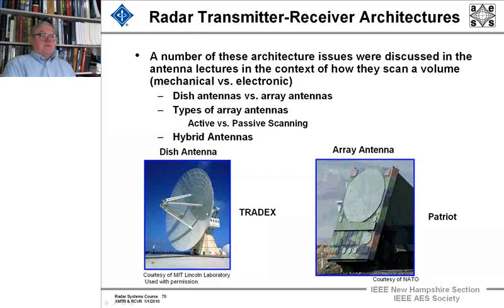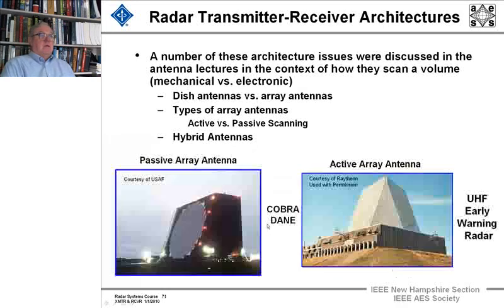And so here we have a perfect example of a dish antenna and a perfect example of an array antenna, the Patriot's antenna. Okay, here are some perfect examples of a passive array antenna, which would mean there's some big tubes in here and waveguide goes out and is fed to the elements in this phased array.